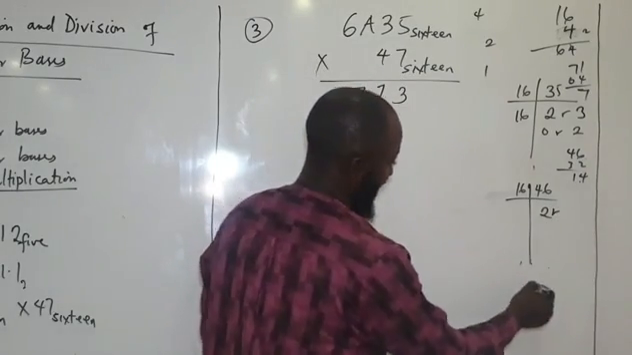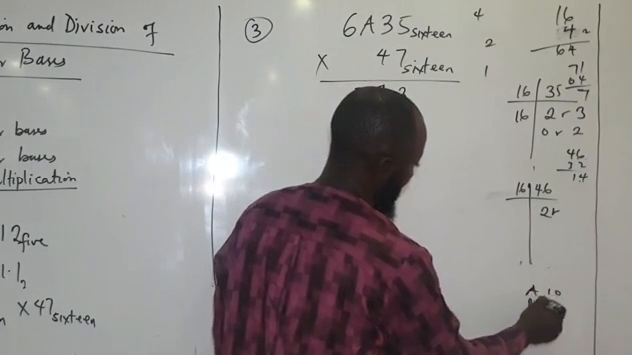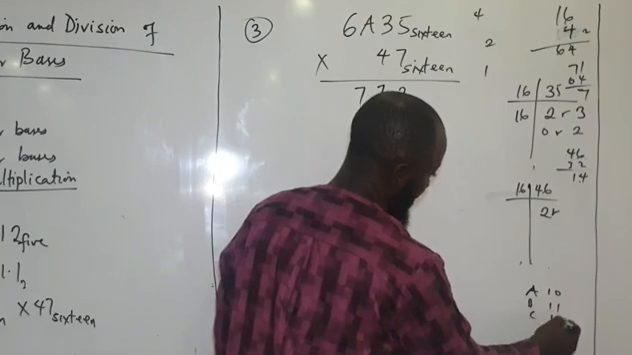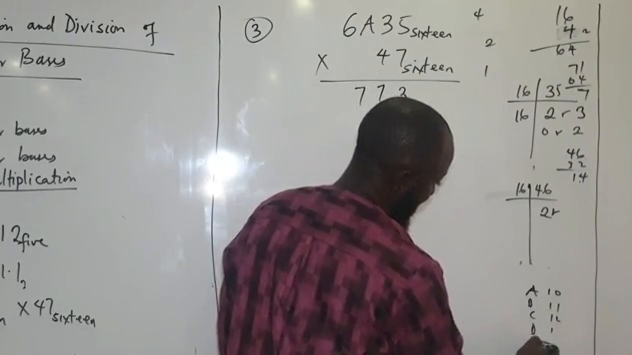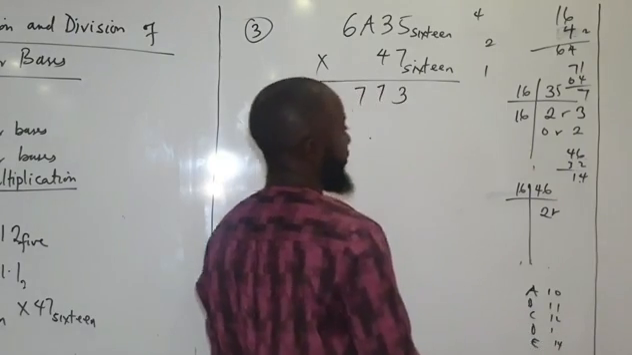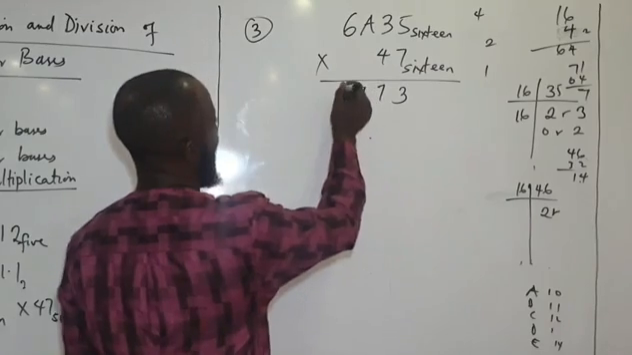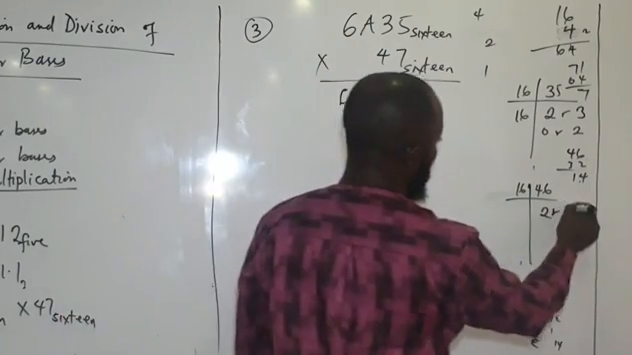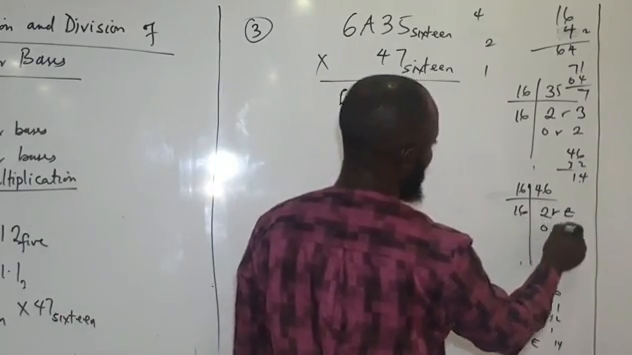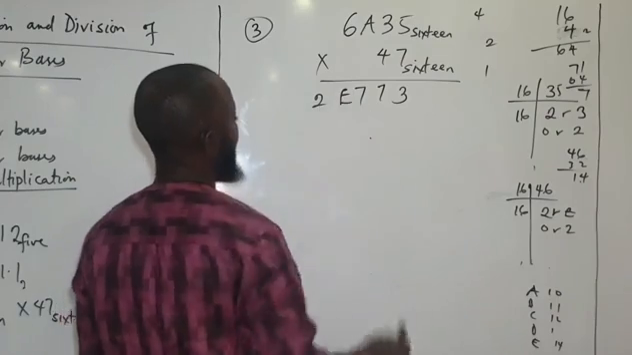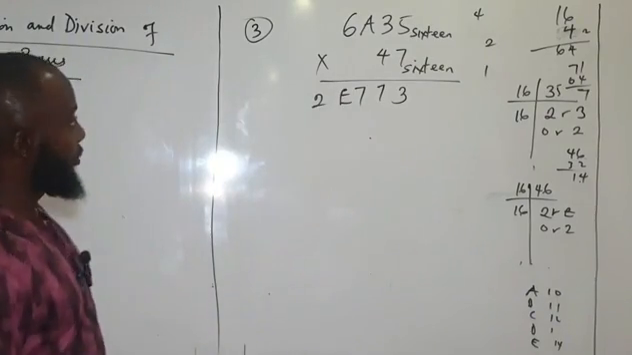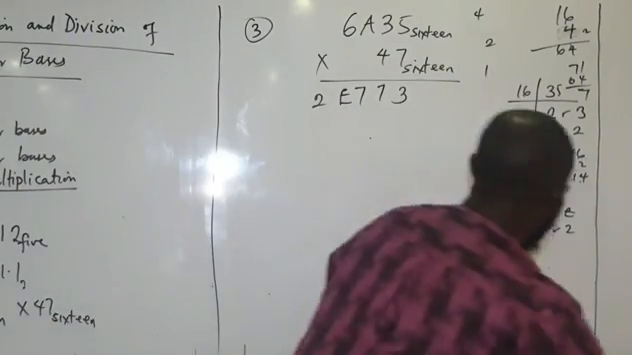So we have A 10, B 11, C 12, D 13, and E 14. So that is E. So we write E. That is 2E. So 2E will be written at the back here. I hope that is clear. So we move to the next stage.